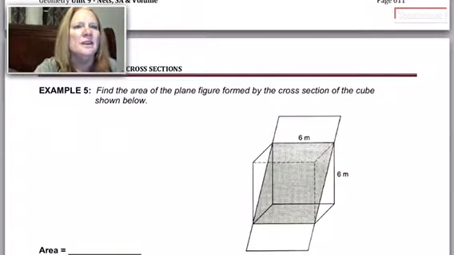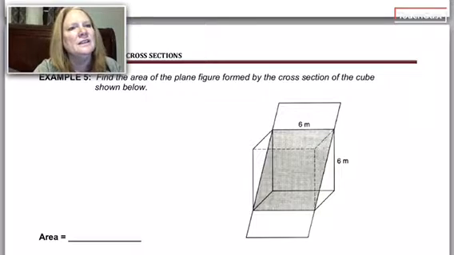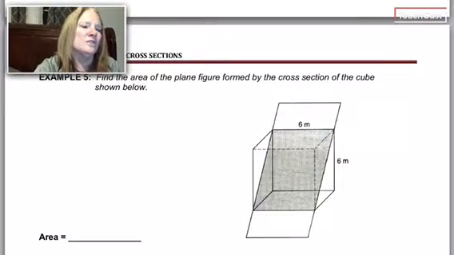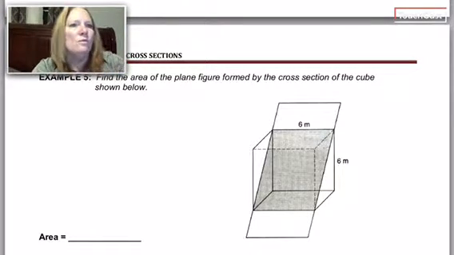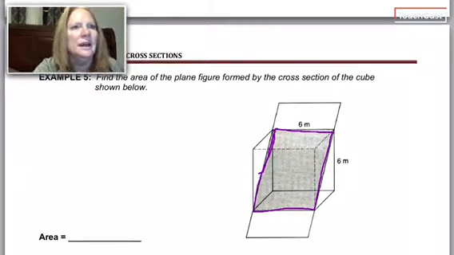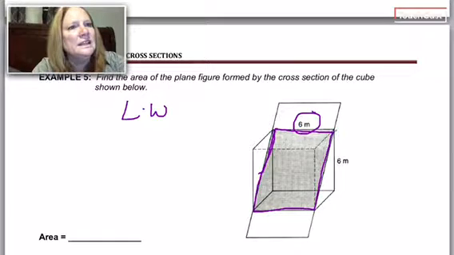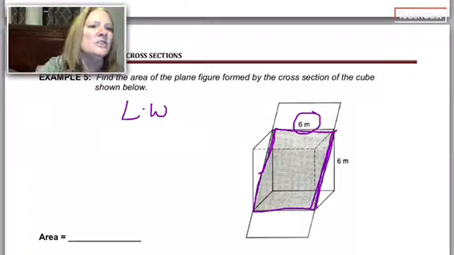Okay, so find the area of the plane figure formed by the cross section of the cube. Now you see the way that they have put this cross section through. It goes through the diagonal. What they're talking about is this part that's shaded, which is a rectangle, and we can see that this side is 6. A rectangle is length times width, so we need the length right here. And that goes through the diagonal of this square.